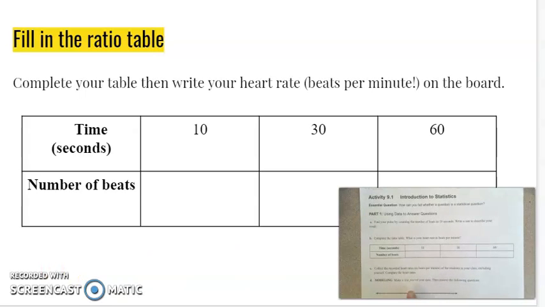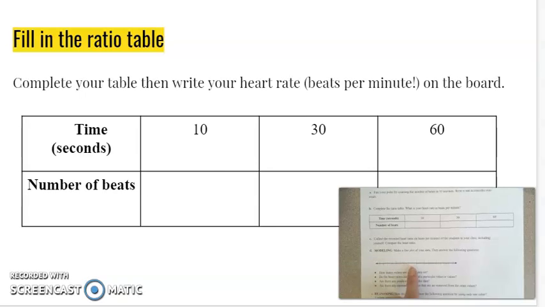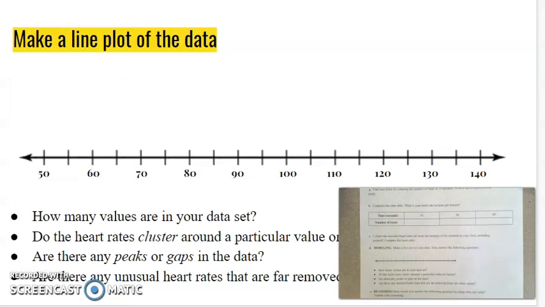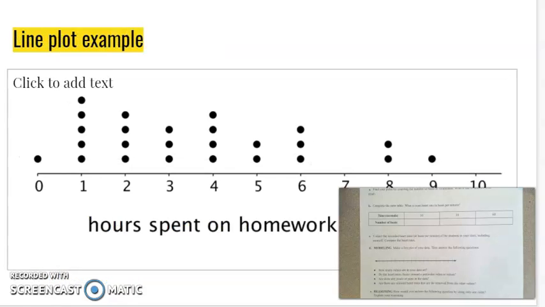And then what we're going to do with that data is we're going to make a line plot. So here's an example of a line plot. This would be a line plot showing the hours spent on homework per week. So you can see all the hours are listed there, and you just put a dot for every data value that you have. So when we create our line plot here in class, it's going to be based off of the data values that we collect. And to find the number of values in your data set, those of you at home, since you do not have the data values here in class, you are welcome to just use this line plot example, and you can count the dots that you see there.